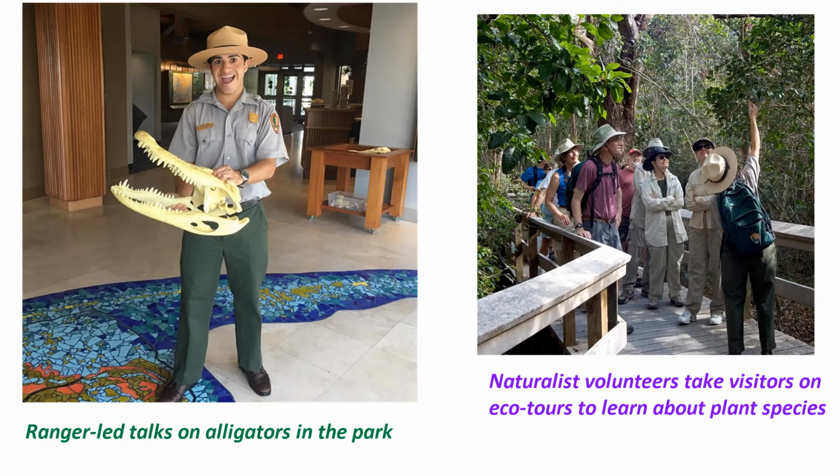If you visited Everglades National Park, here are two things you'll definitely be able to do if you go down there. There's lots of ranger-led talks on alligators and some of the other species you find. On the right-hand side, you see a naturalist volunteer. She's leading a hike or a walk through the forest, talking about some plant species. Lots and lots of interesting, fun things to do at our wonderful Everglades National Park.